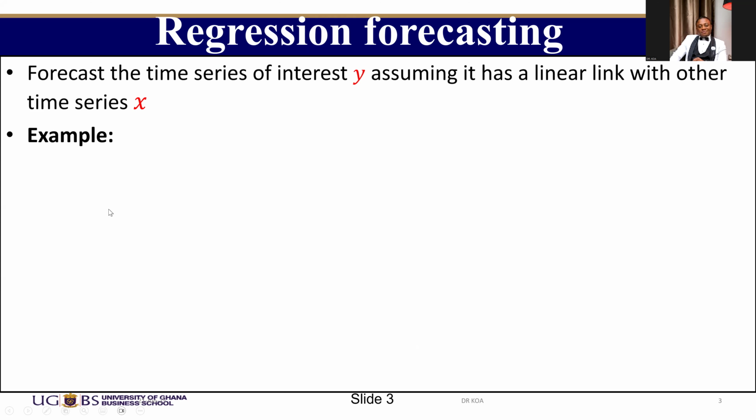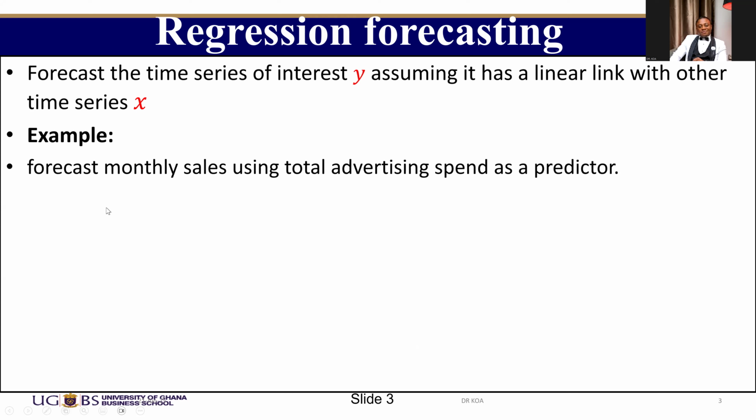Also, sales might depend on seasons. But not only that, you can forecast sales using adverts. The likelihood is that when you do more adverts, in which case advert is a predictor, an independent variable, you can use that to forecast sales. Higher advertisement could lead to higher sales. That is why a lot of companies do adverts.